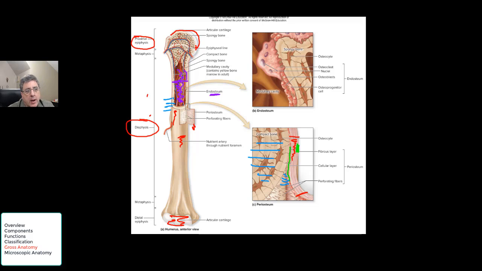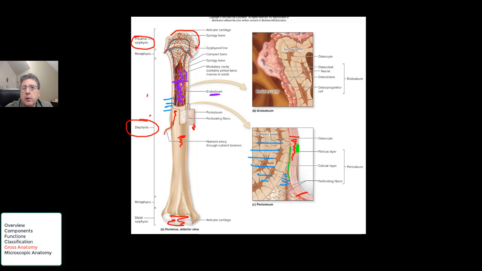Osteoblast as well as osteoclast cells. So those are going to be the different cells found on the endosteum. So periosteum lines the outside of the bone except for the articular surfaces. Endosteum lines the internal medullary cavity.